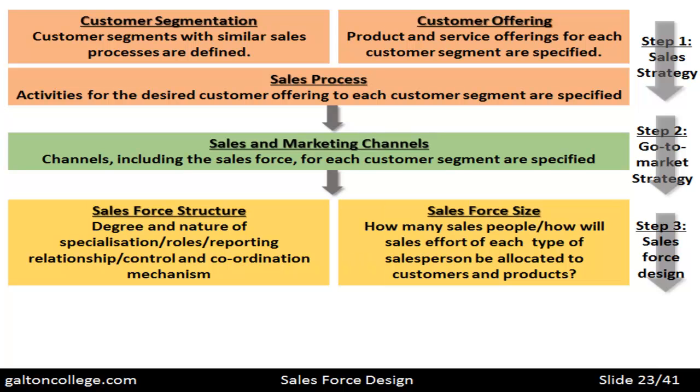And the Salesforce size. How many salespeople? How will the Salesforce of each type of salesperson be allocated to customers and products? So what's the optimum size of the sales force? Let's say it's a large department store. How many sales personnel are required in there? If there are too many, it's wasteful. If there are not enough, orders may be lost. So how to decide on the sales force? How can they work out what the optimum sales force size should be?